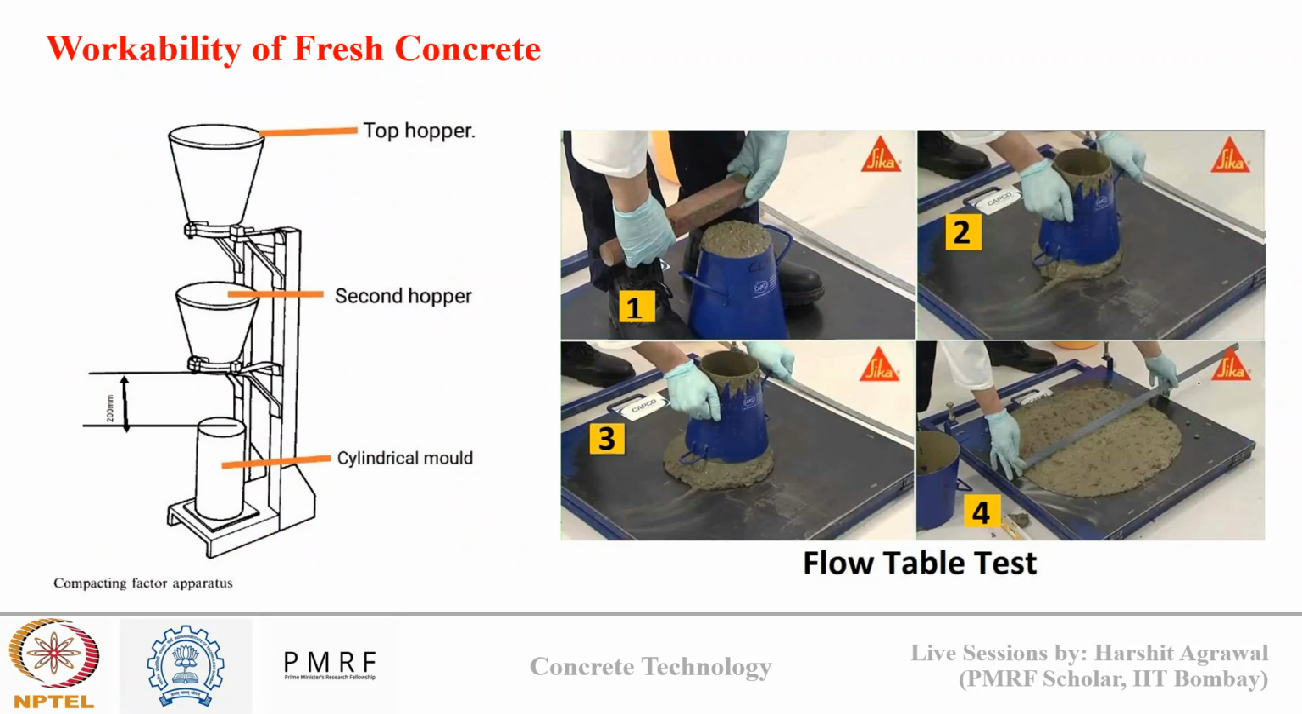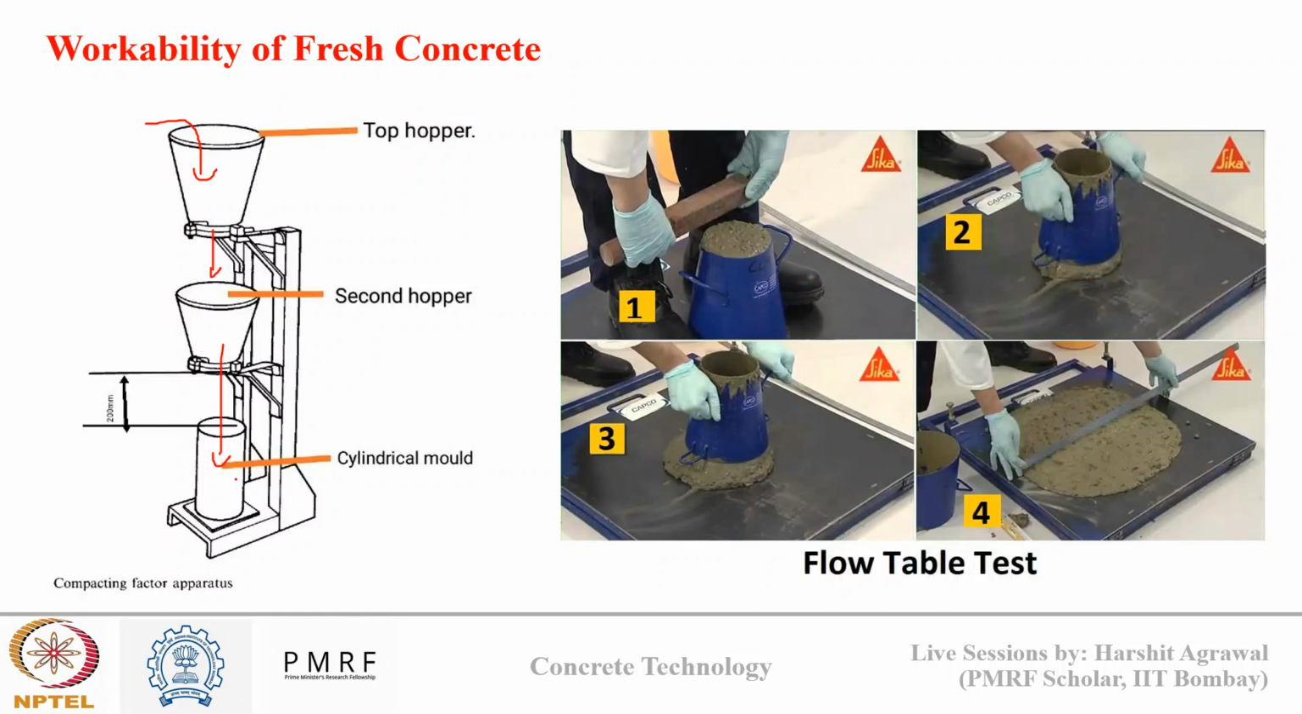Then we have compaction factor testing. In the first image, you can see a compacting factor apparatus. What happens? My concrete is filled in the top bucket, and it is allowed to fall into the second hopper. This fall brings some compaction with it. Then from the second hopper we fill the concrete into a cylindrical mold.